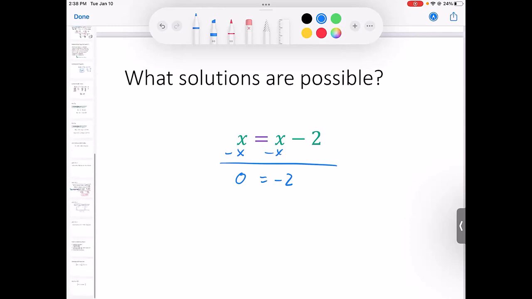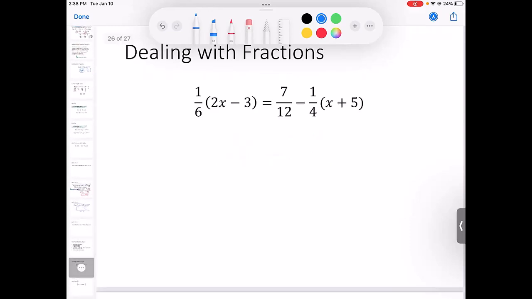The last thing I want to go over is how to work with fractions. So if we look at this equation, we have the basic structure of any math sentence, where we have these two expressions and they're equal to each other.